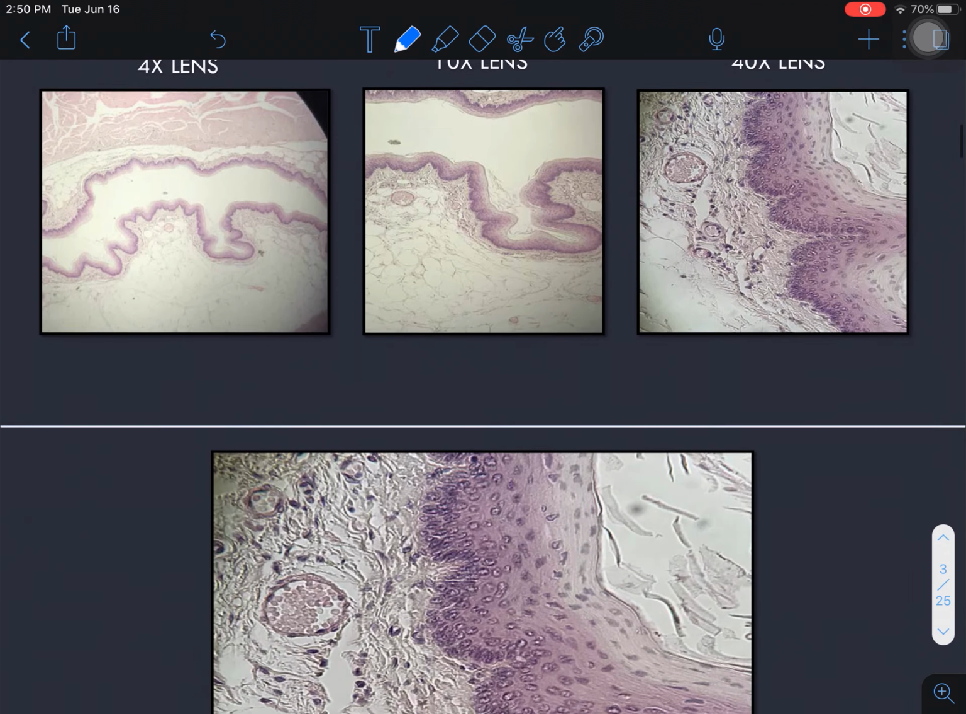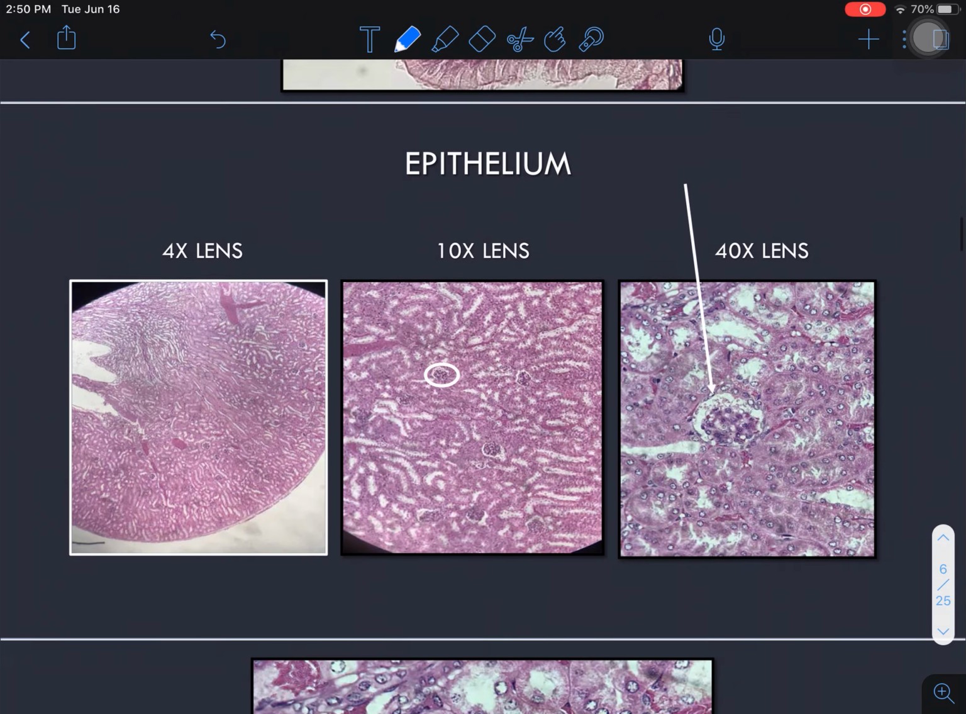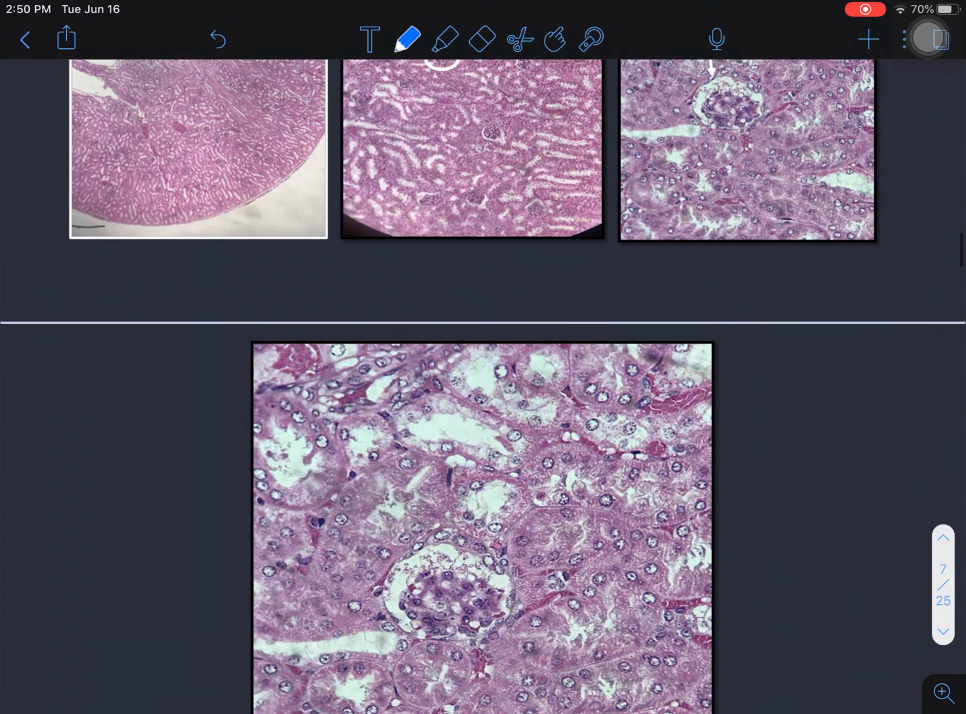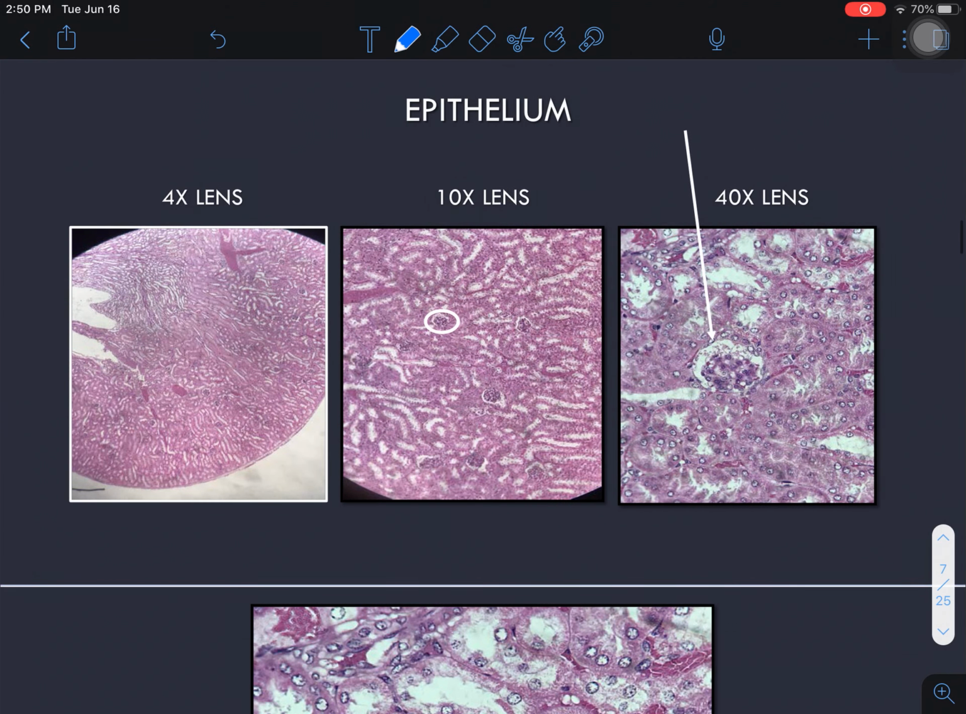The reason we're talking about those tissues together is because they exist together in the kidney. The kidney is right here, right? We have the kidney at the 4x lens, the 10x lens, and the 40x lens. Remember, with the oculars, that becomes a 40 times magnification, a 100 times magnification, and a 400 times magnification.